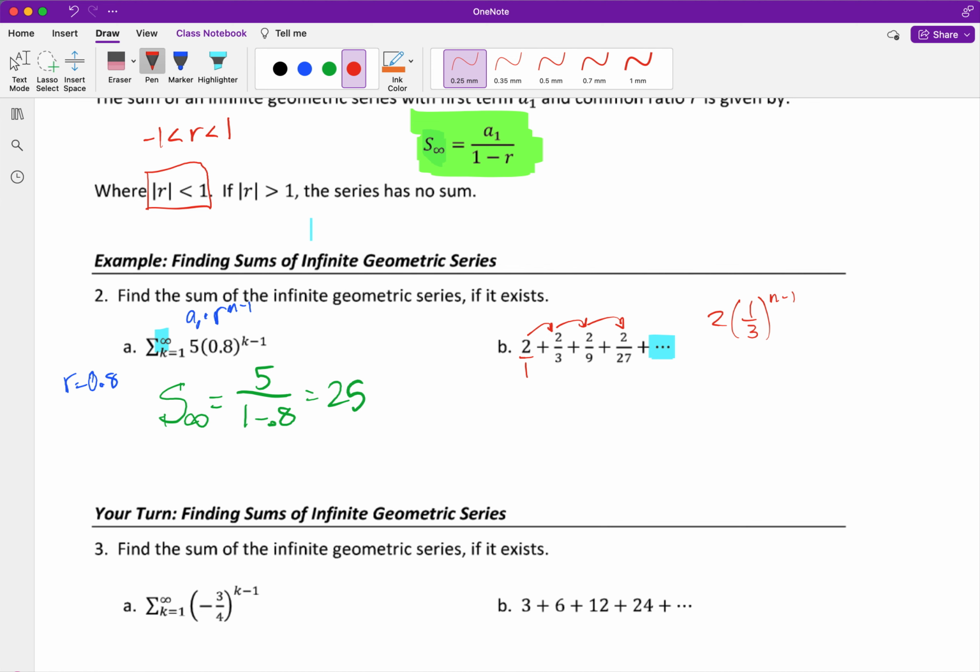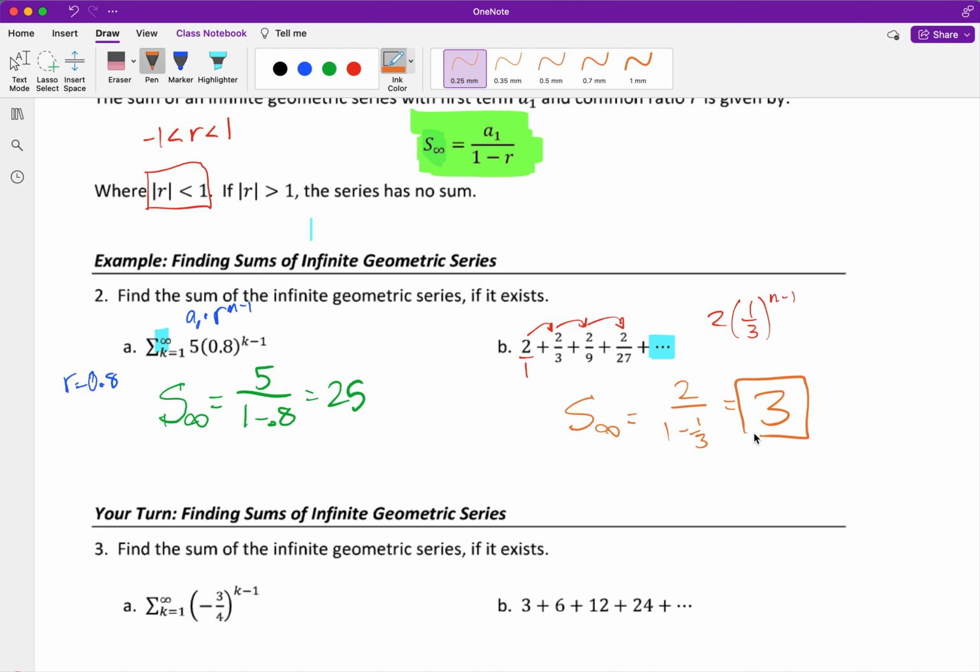So if our r value is 1/3, then that is between -1 and 1. And so we can find the infinite sum here. So we're going to say the infinite sum is going to equal 2 over 1 minus 1/3. And we have a calculator, so you can just very carefully type this in your calculator, and you're going to get that the infinite sum would be 3.